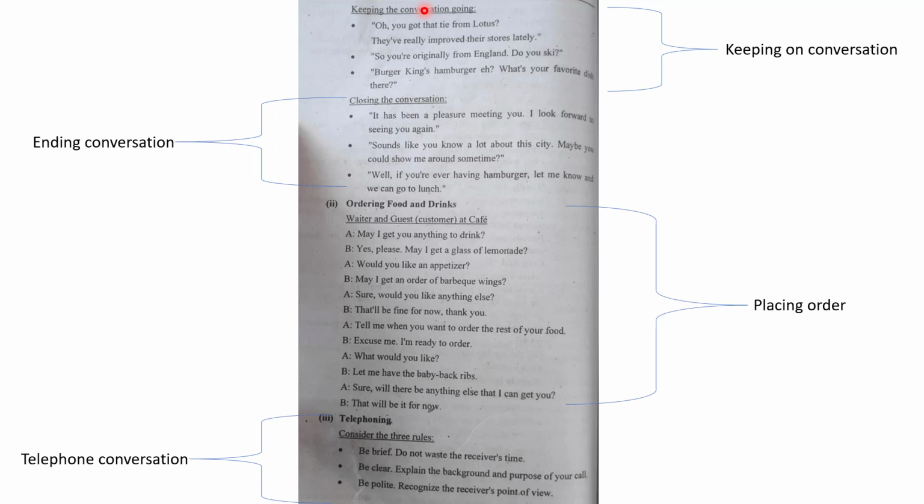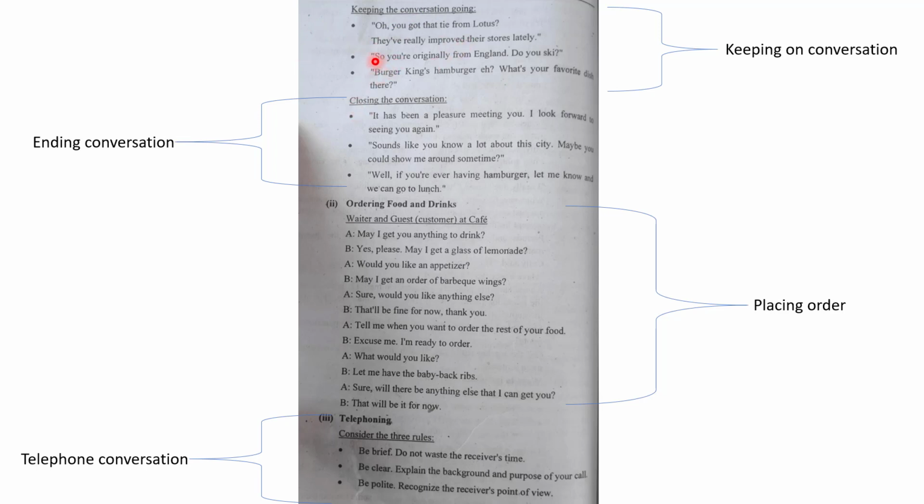For example, "Oh, you got that tie from Lotus? They've really improved their stores lately." So you are talking about their tie. You might not be interested in their tie, but you just want to keep the conversation going. So you misguide their attention towards their tie, and you can keep the conversation going in some sense.